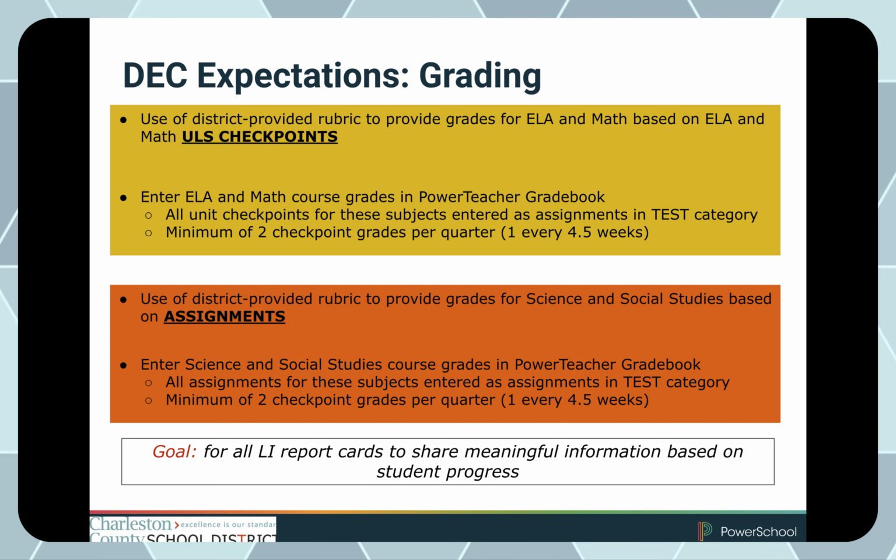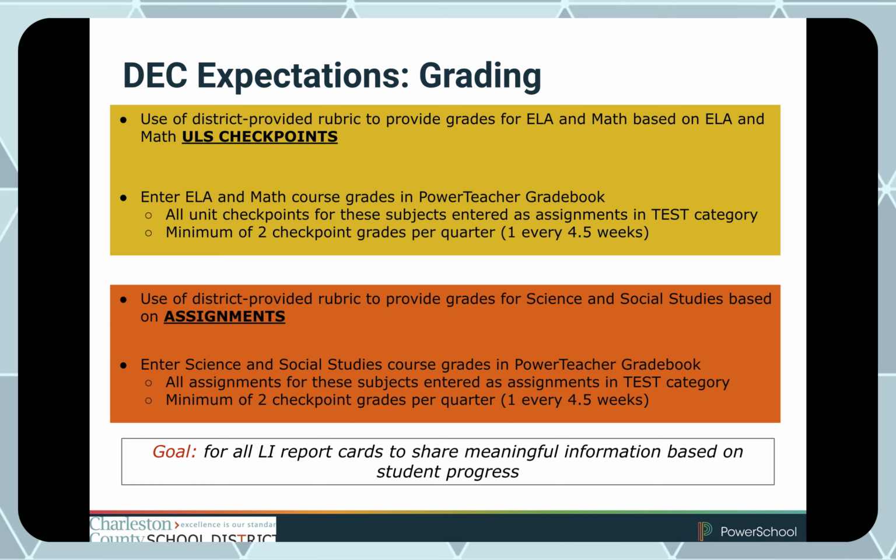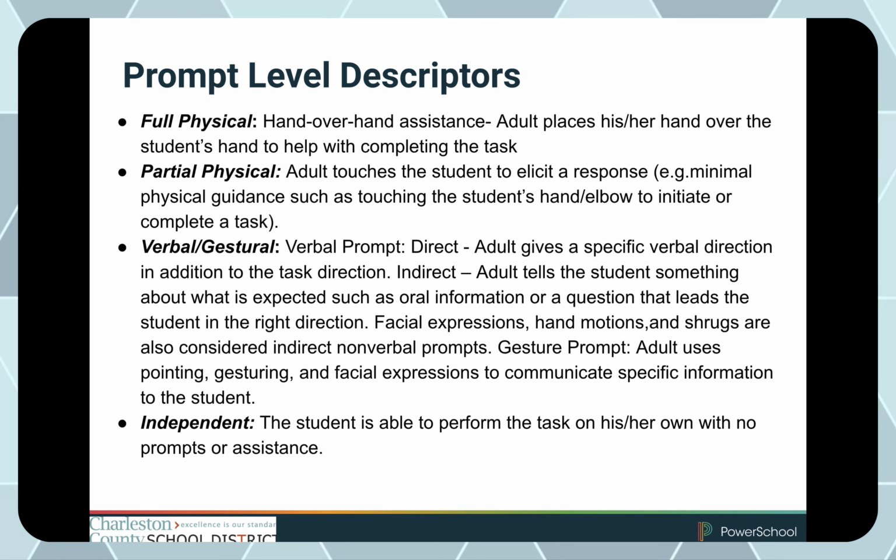So now that we reviewed expectations, let's talk about something that's very important to know before we look at the rubric for grading, and that is prompt level descriptors. In the rubric for grading that I'll show you in just a moment, you'll see that one of the ways in which we provide students grades in low incidence courses in ELA, math, science, and social studies is based on the level of prompting they require to complete those assessments.